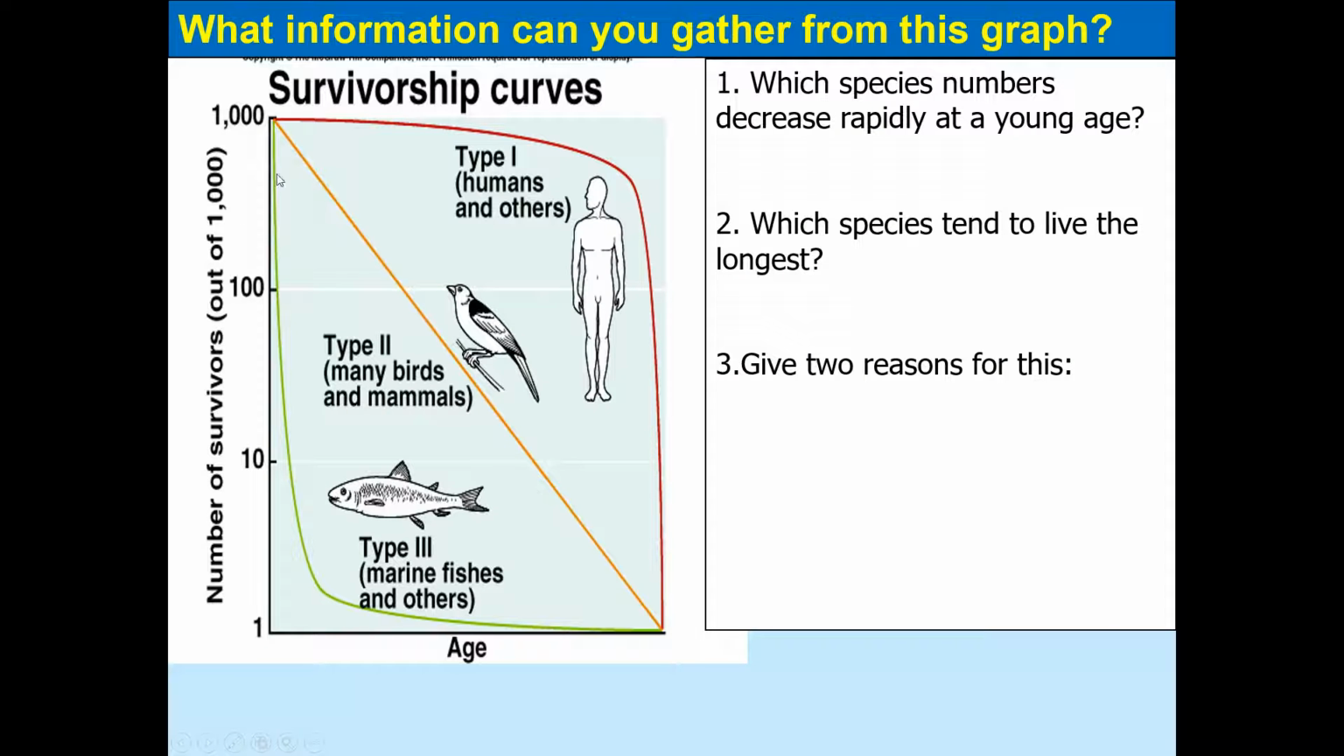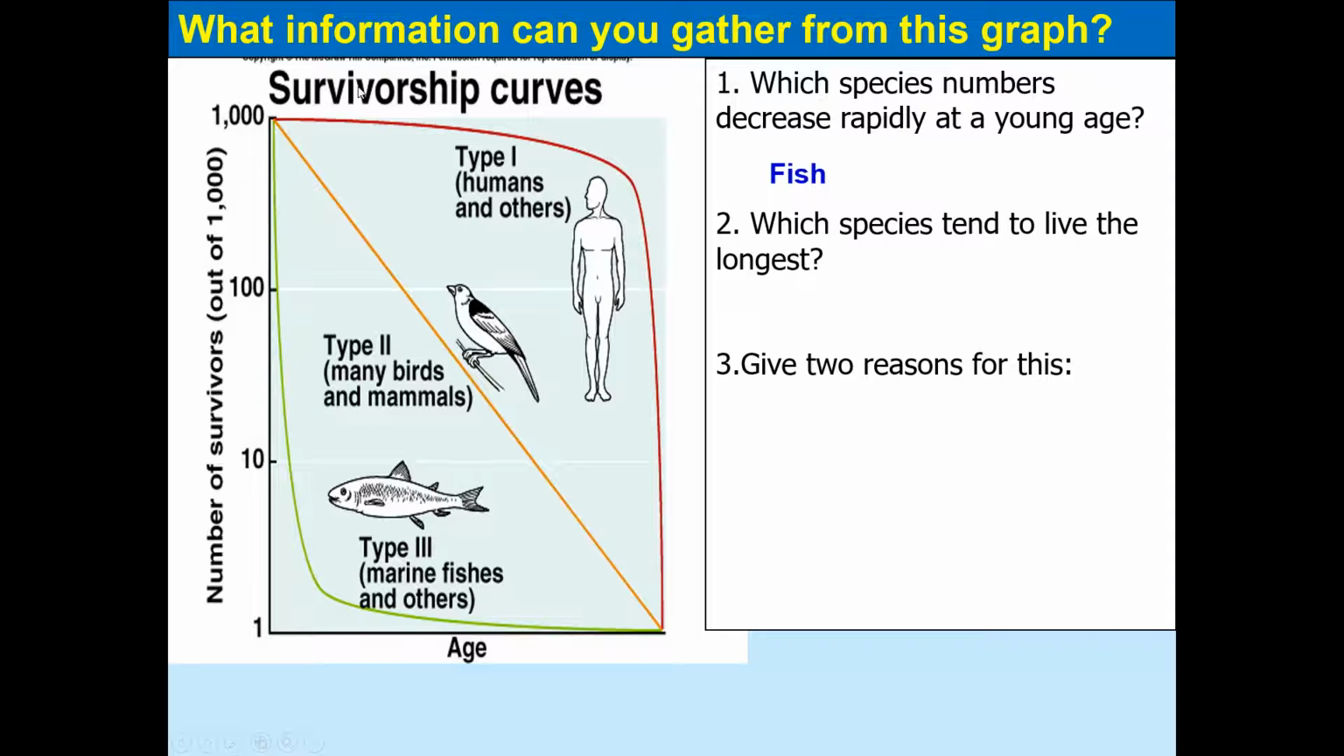Here, let's take a look at this graph. We have number of survivors out of 1,000. We have humans, birds, and marine fish. Which species numbers decrease rapidly at a young age? So here we have age along the bottom. This would be young. And we see the green line here, the fish. They decrease rapidly at a young age.